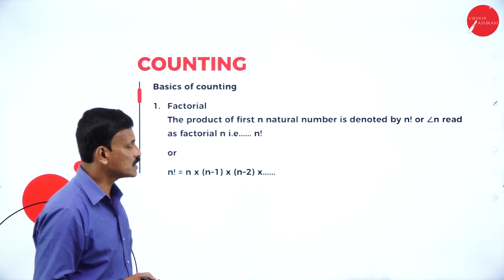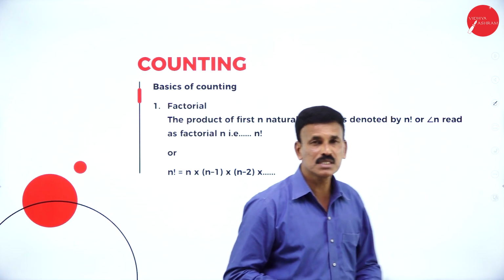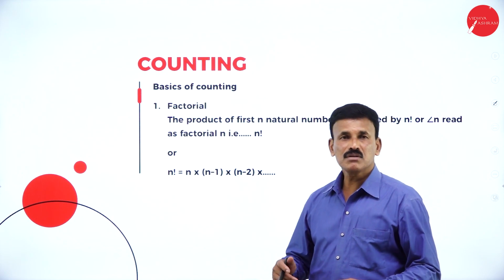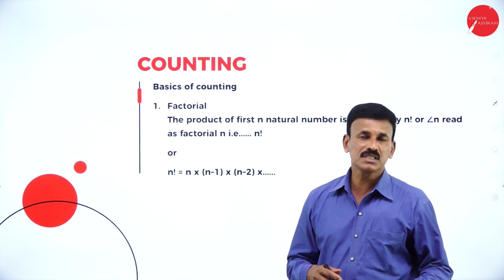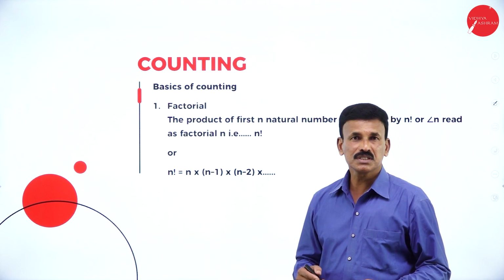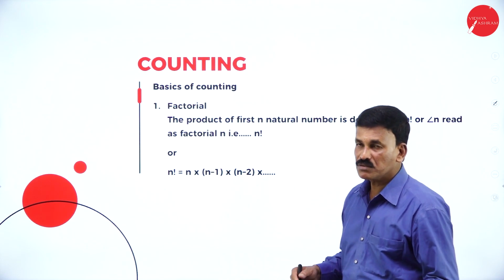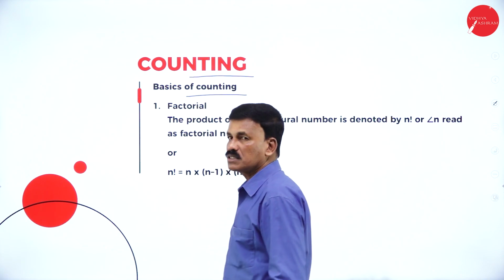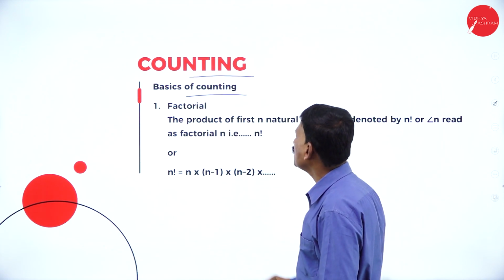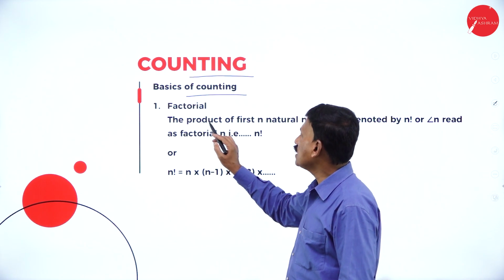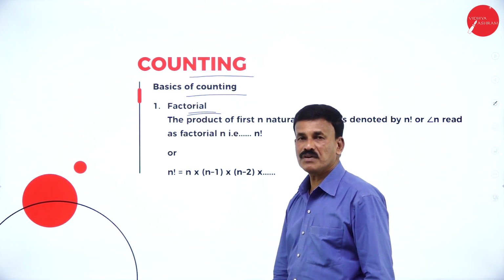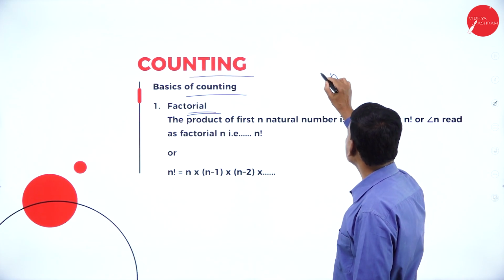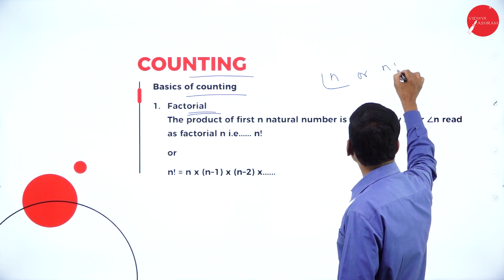Now let us come to the next topic, the principle of counting. I explained all this in the first unit itself while doing permutations and combinations. Let me explain the counting principles once again. The basics of counting is the fundamental principle of counting. Let us first look at the factorial representation. The factorial of n is denoted as n factorial.